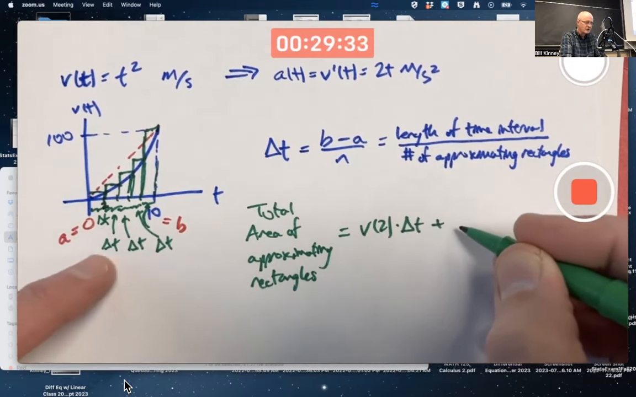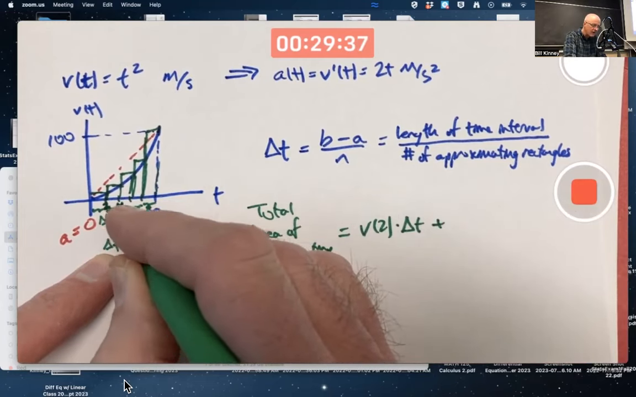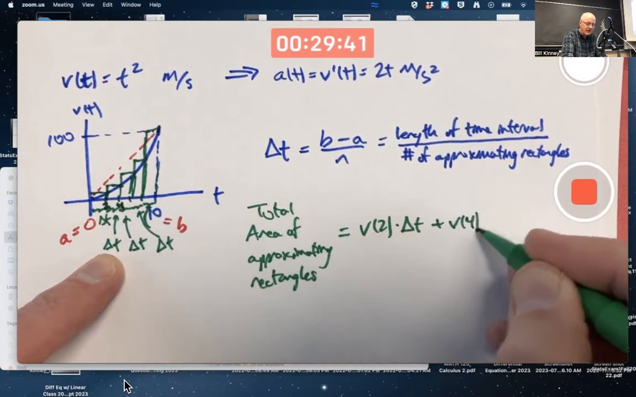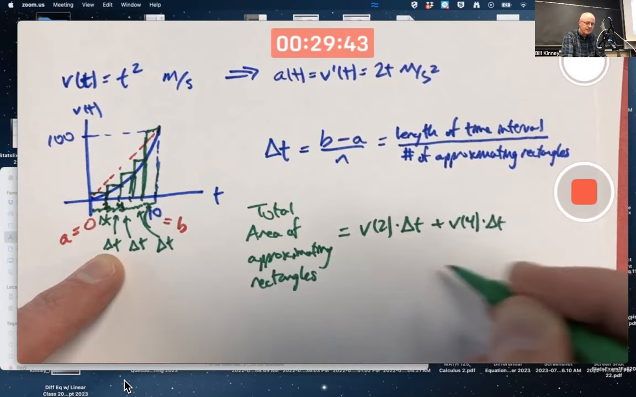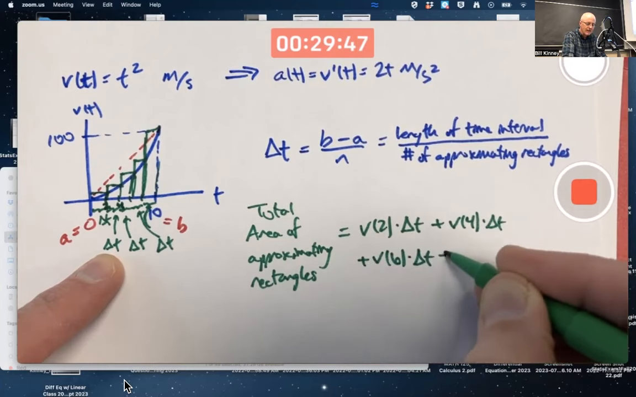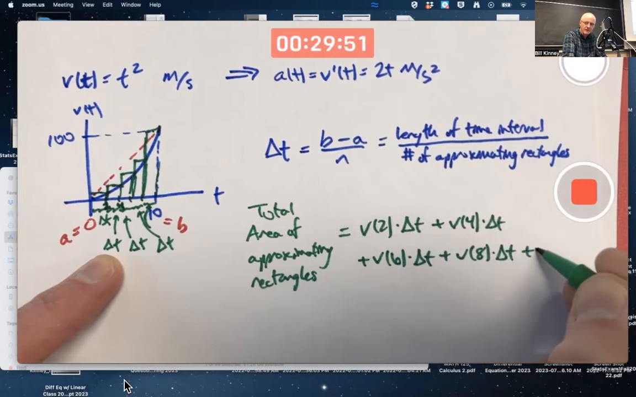Then go to the next moment in time, 4, for the next rectangle, the right endpoint of the next rectangle. Plug that into the function times delta t. Then on to the next one. And the next one. And the last one.